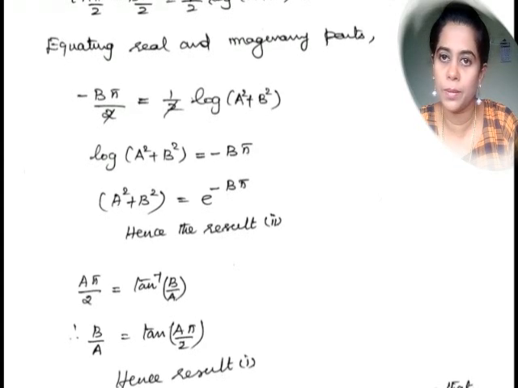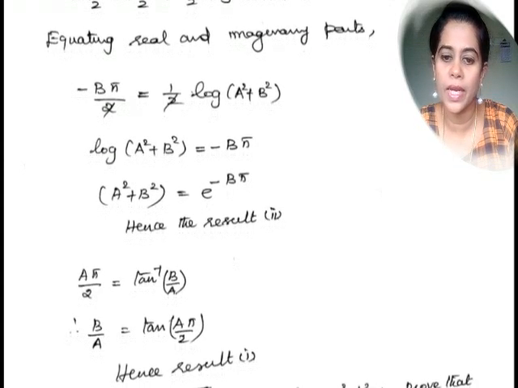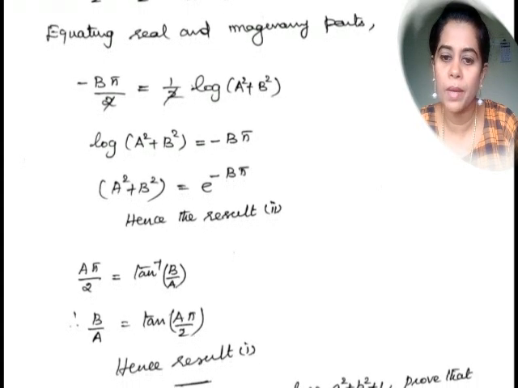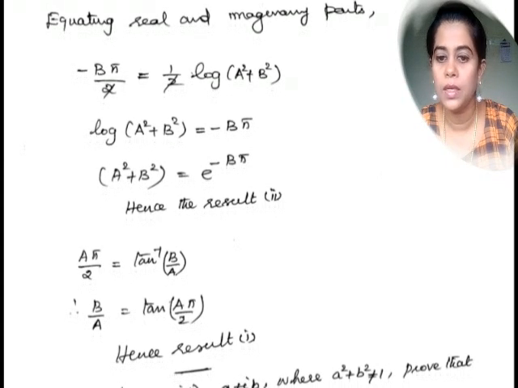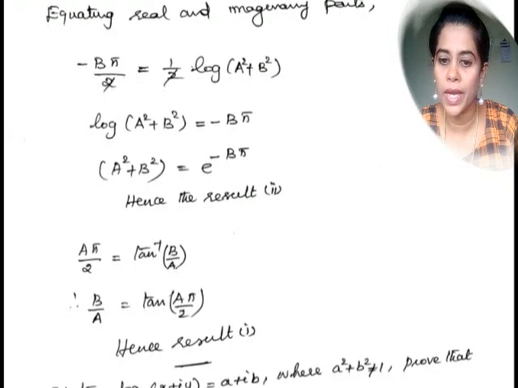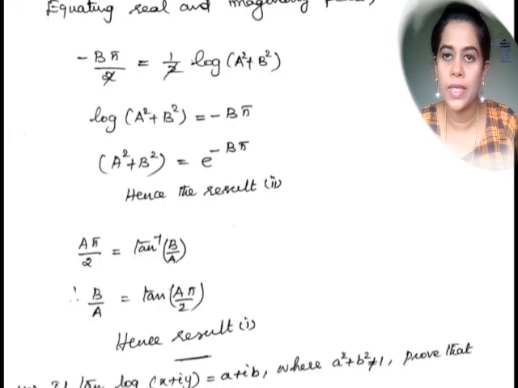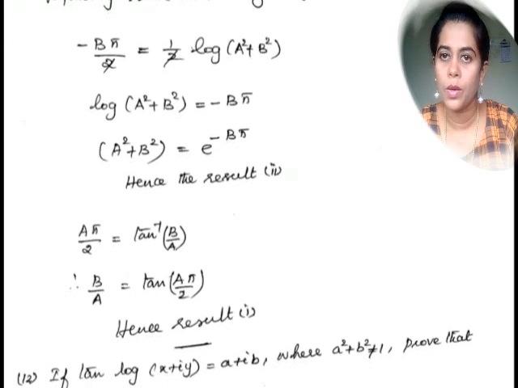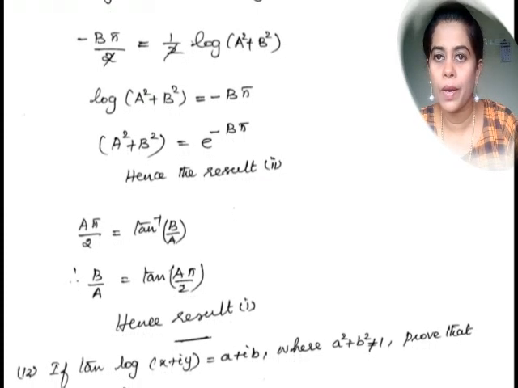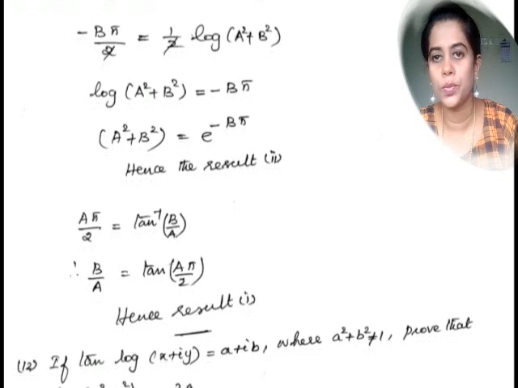Equating the real and the imaginary parts. Taking the real part, minus b pi by 2 equals 1 by 2 log of a square plus b square. The 2 gets cancelled, so log of a square plus b square is equal to minus b pi. Raising e on both sides, a square plus b square is equal to e power of minus b pi. This is the result 2, when I equate the real part.